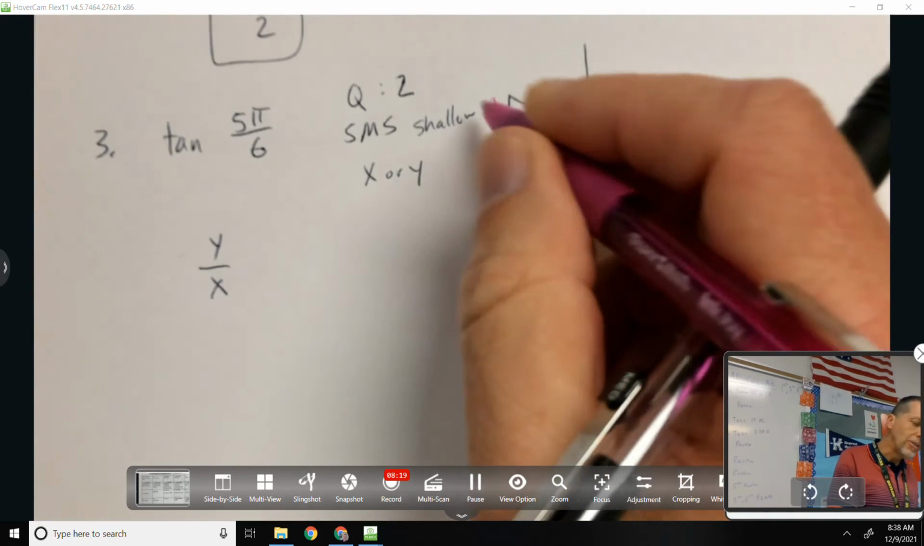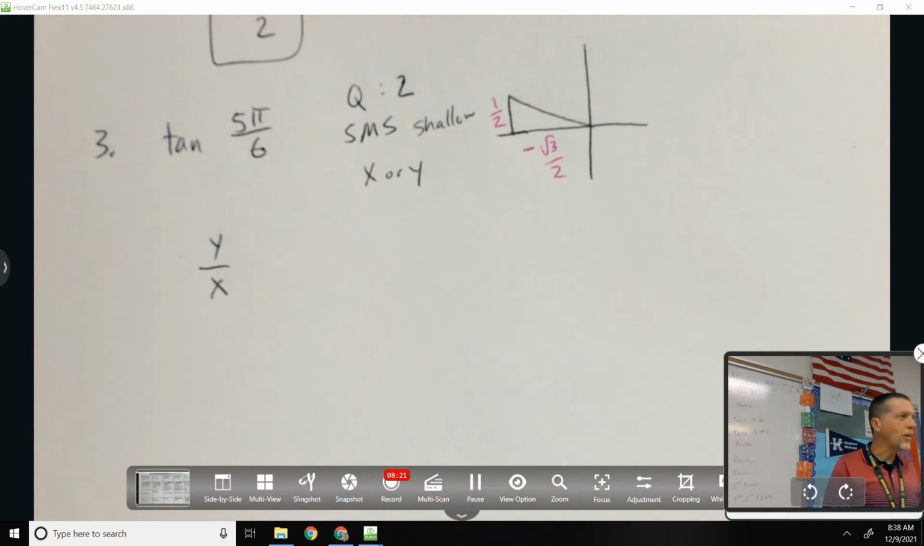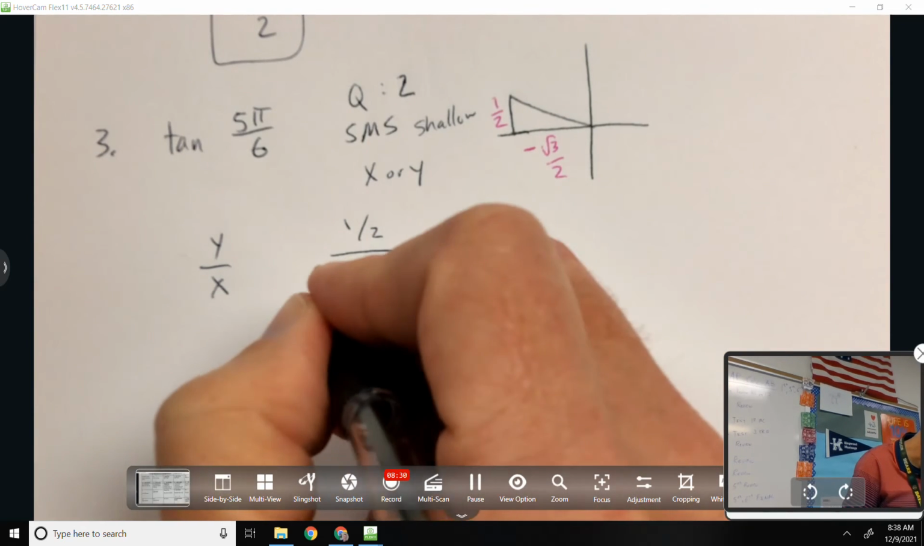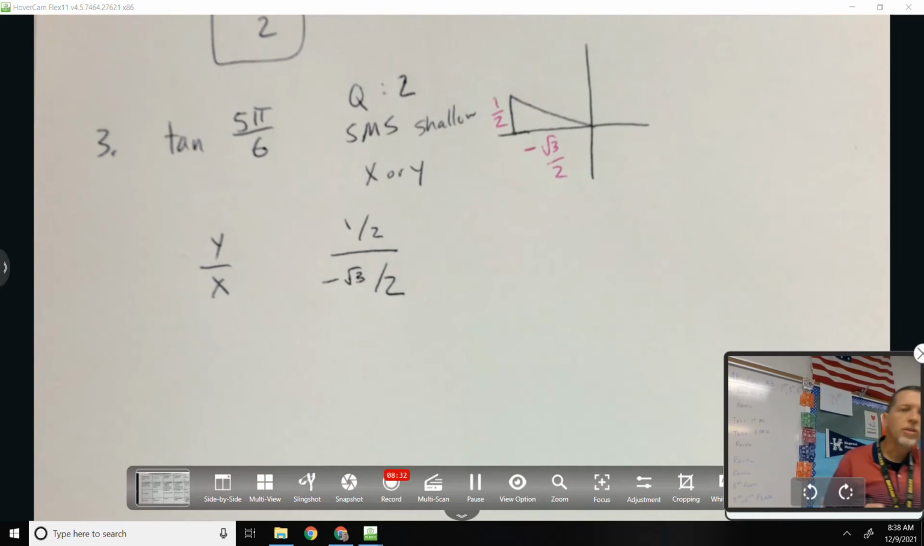Some people will handle the positive or negative right here, while you're labeling the triangle. It's backwards, so I'll put the negative on there. So y over x would be 1/2 over negative root 3 over 2. Keep it, change it, flip it if you want. We just do it with that, but it always works the same.